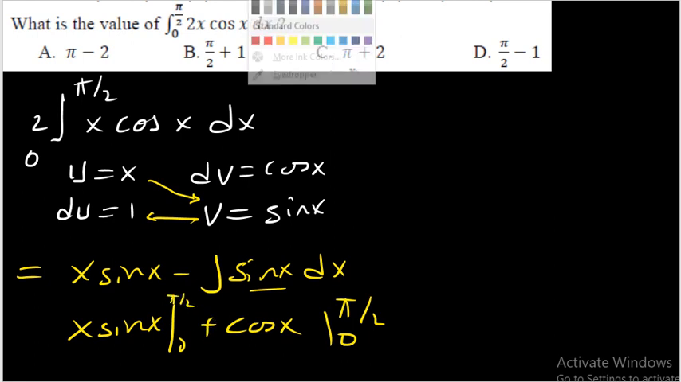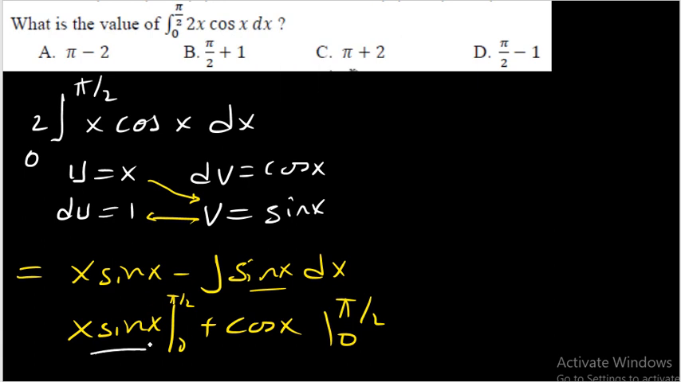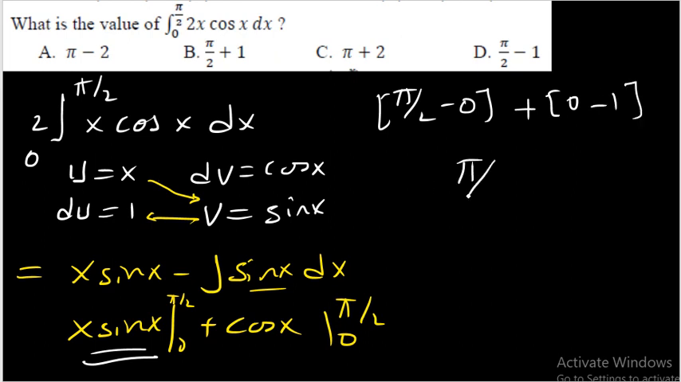Okay, let's evaluate it now. The first part, when I insert pi over 2, it will be just pi over 2 remaining, minus when I insert 0, sin 0 is 0, so everything will be 0. The first part only, this one. The second part, when I insert cosine of pi over 2, it's 0, and when I insert 0 it's 1. So that means pi over 2 minus 1 will remain, so the answer is going to be D.